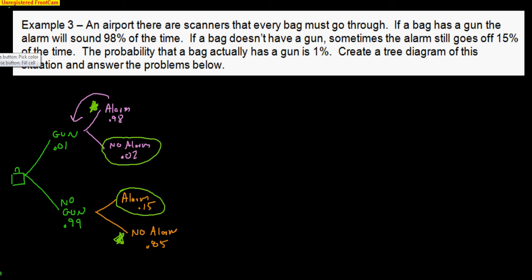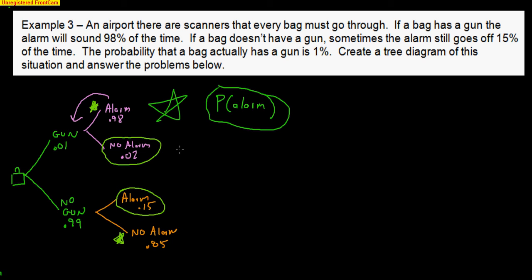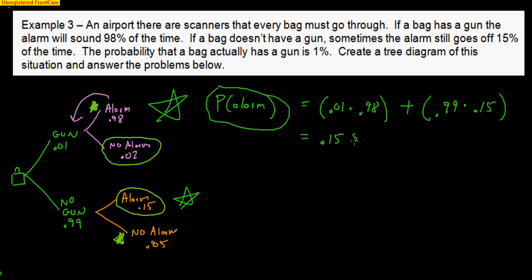Now, the questions on your paper ask you first, what is the probability that the alarm goes off? Now, that is not conditional. That is just very simple. What's the probability the alarm goes off? Now, when you think about a tree diagram, there are two branches that make the alarm go off. This branch right here, gun in the bag and alarm goes off. Or there's this branch right here, no gun, 99 times the alarm still goes off 15. So there's two scenarios that could trigger the alarm. So this is gun and alarm or no gun and alarm. So all I got to do is combine these two things. So 0.01 times 0.98 plus 0.99 times 0.15, and you should get 0.1583. So there's about a 15.83% chance that that alarm goes off.